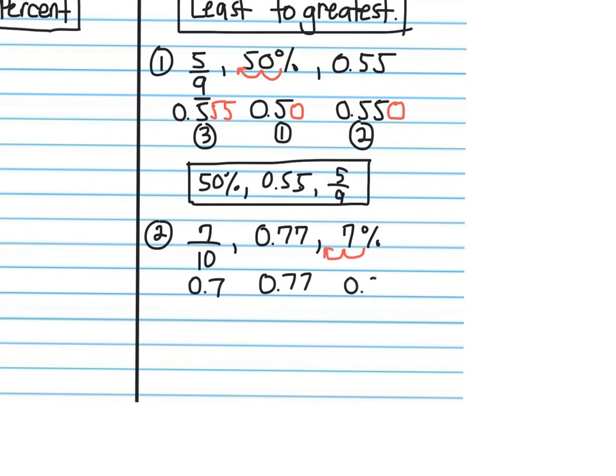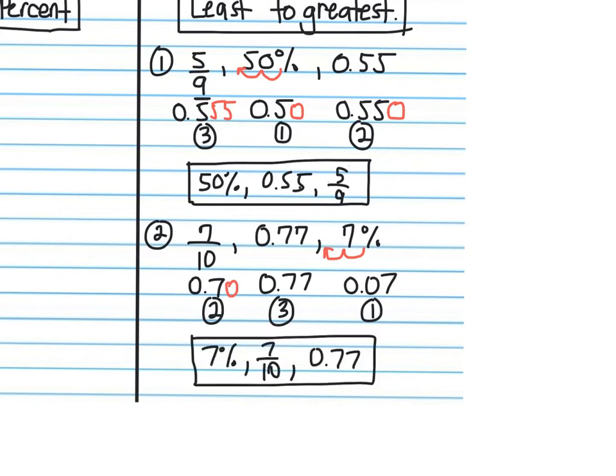And then that's 0.07. So if we want to make them all 2-digit numbers, for the first decimal we're going to change that into a 0.70, just add the 0. The other two already have 2 numbers behind the decimal point. So then our smallest is going to be 0.07, then 0.7, then 0.77. And so we're going to write them in their original form. So that's your answer for number 2, and that's all for your notes.